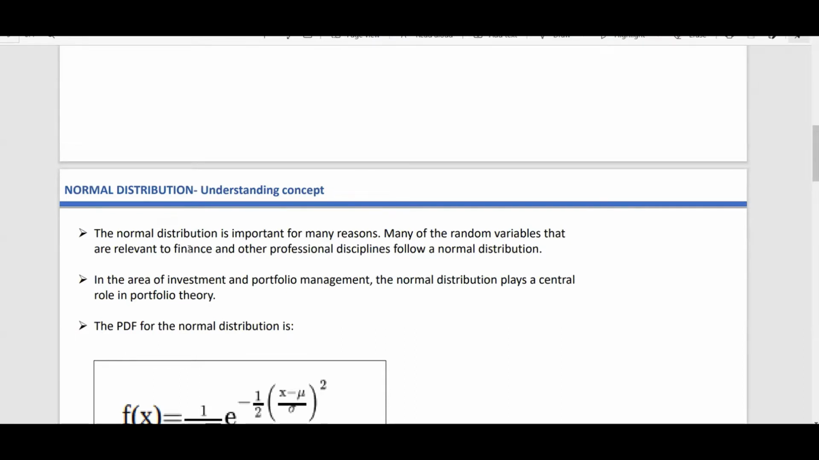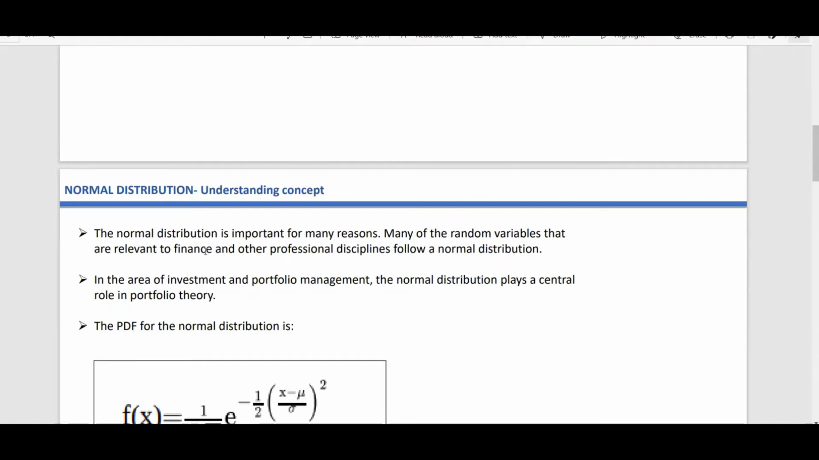So if we plot this distribution, if you recollect in our school days, we used to plot a frequency table. If you plot that frequency table, you will see that the data follows a certain pattern that is called a normal distribution. So that's the key reason in finance also.